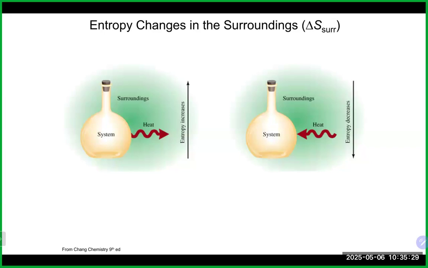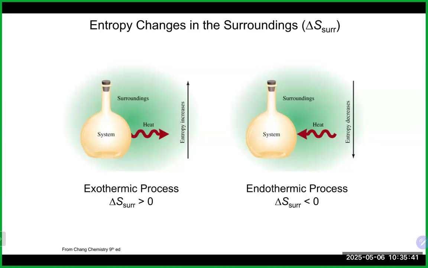Now, we talked about how to calculate the delta S of the reaction or the system. The other thing that we need to calculate to help us get to the delta S of the universe is the delta S of the surroundings. And the delta S of the surroundings is based on the enthalpy of the reaction, delta H of the reaction. So here on the left, we have an exothermic process, which means our delta H is going to be negative. That is going to release energy from the system to the surroundings.